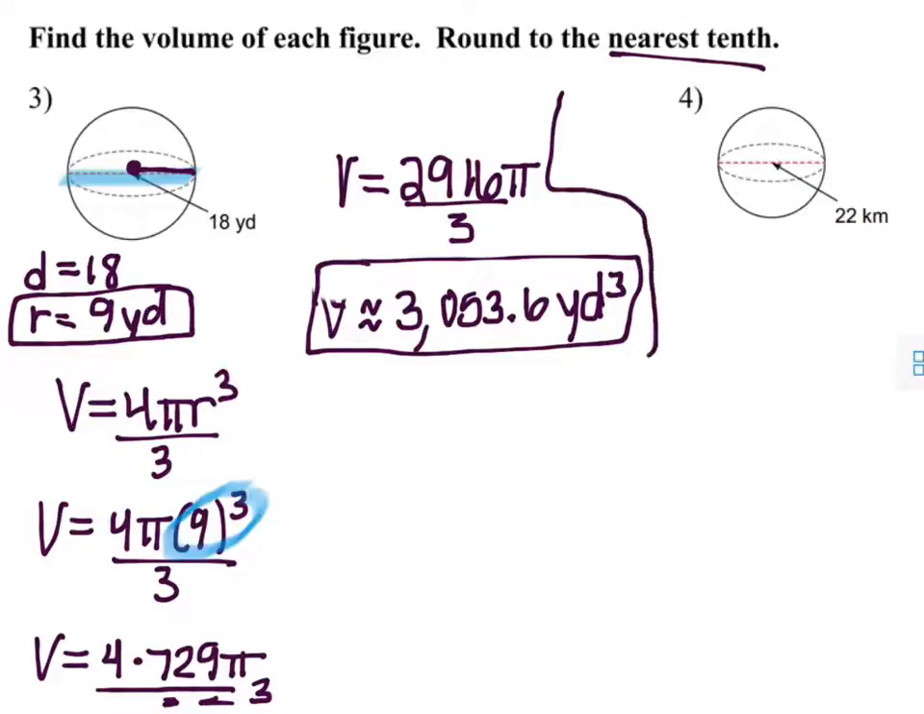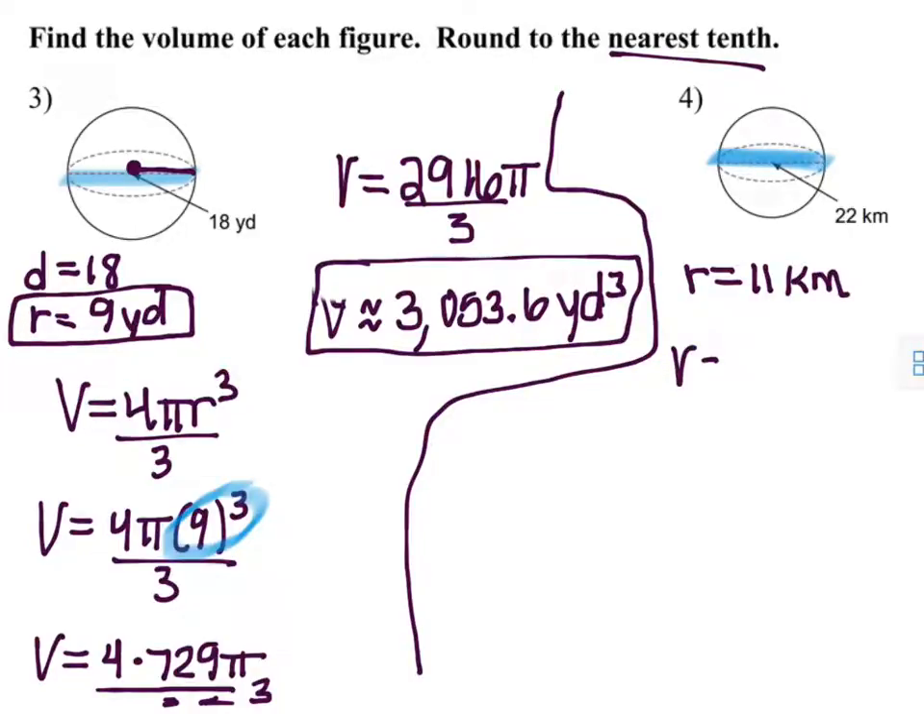So if we look at the next one, very similar setup. You are going to make sure that you have your radius, and if you look here, the red line is again the diameter, so we have to account for that. So it's half of 22, 11. So we plug into our formula. Volume equals 4 pi r cubed divided by 3.